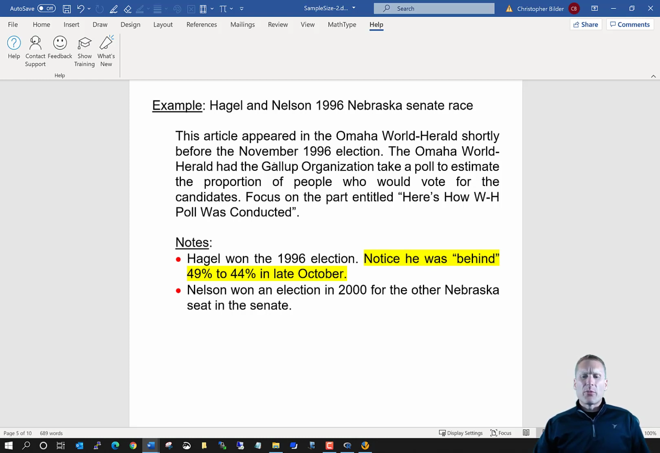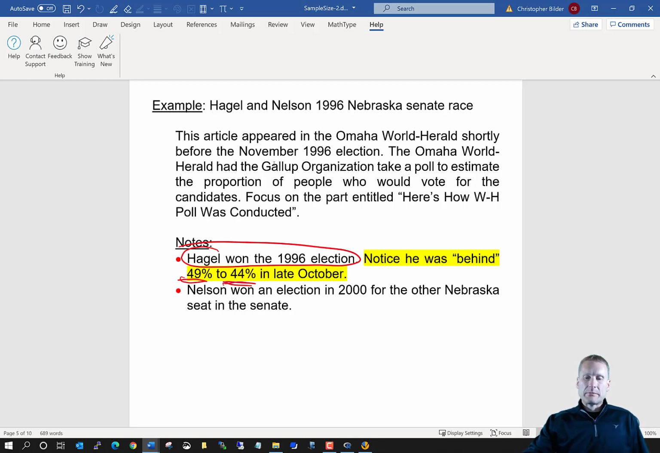So this involves the Nebraska Senate race in 1996 between Chuck Hagel and Ben Nelson. The Omaha World Herald had a survey conducted, or a political poll conducted, to see who was winning the race. And this was in late October for the November general election. At this time, Ben Nelson polled at 49%. Chuck Hagel polled at 44%. In the end, Hagel won the actual election, which was a few weeks later.